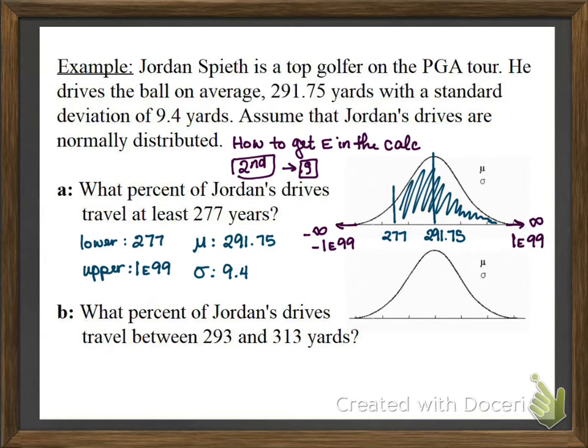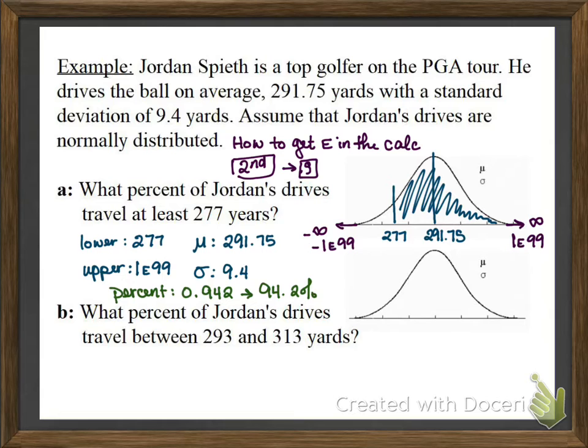In our calculator, we're going to press second bars, go down one time and press enter. You have to put your information in order. It won't let you skip around. First we put in the lower at 277, then the upper, so 1, and then to get e, again, we press second and then comma, and after that we press 99. We then put in our mean of 291.75 and our standard deviation of 9.4. Go down to paste, press enter 2 times, and we get 0.94, so 94.2%.